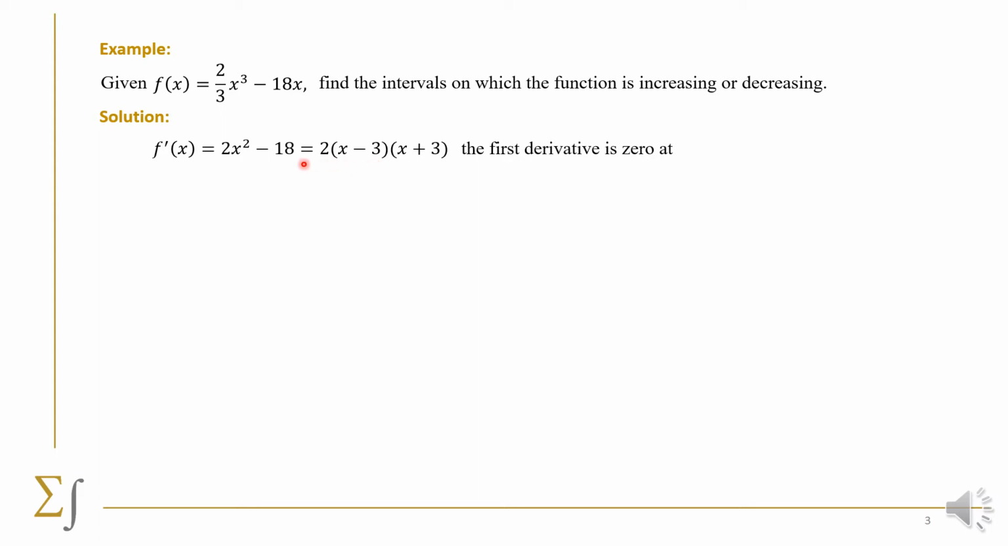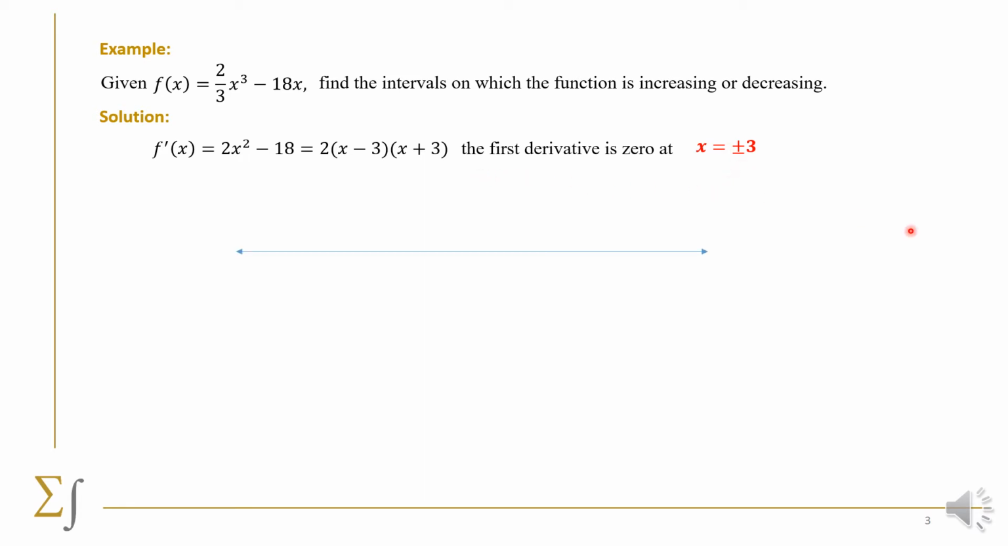And we are checking for x which makes the first derivative 0. So the first derivative is 0 whenever this bracket is equal to 0 or this bracket is equal to 0. So the first derivative is 0 at x equals plus or minus 3.